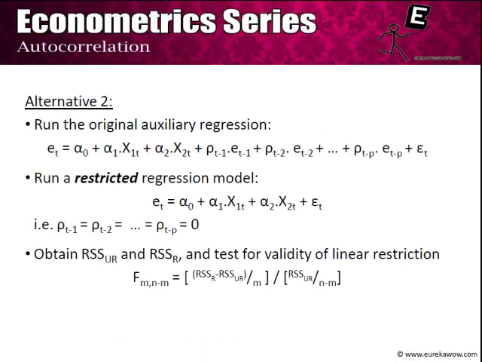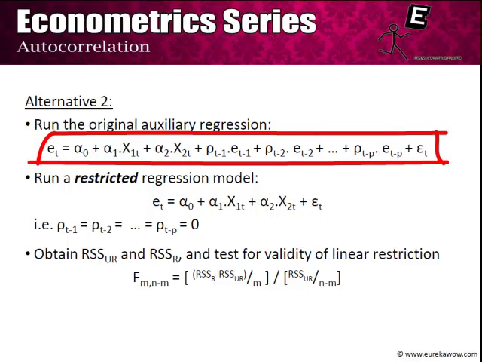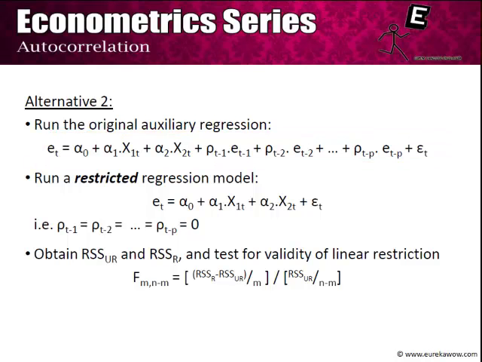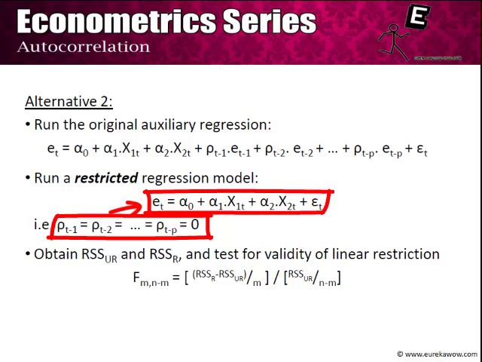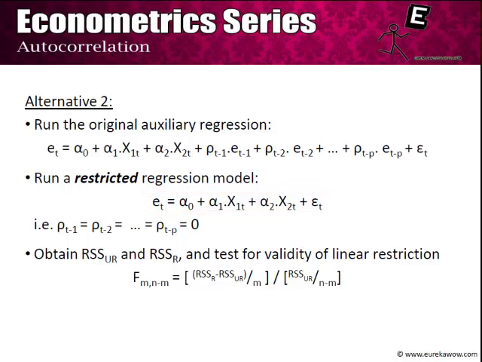The second alternative is to run the original auxiliary regression that we have talked about previously, after which we can impose linear restrictions, that is rho t minus 1 is equal to rho t minus 2 is identically equal to 0. This kind of linear restriction will give us a restricted regression model, that is ET is equal to alpha naught plus alpha 1 x1t plus alpha 2 x2t plus epsilon t. Note that in this restricted linear regression model, we are assuming that the error term is not dependent on any of the previous period's error terms.